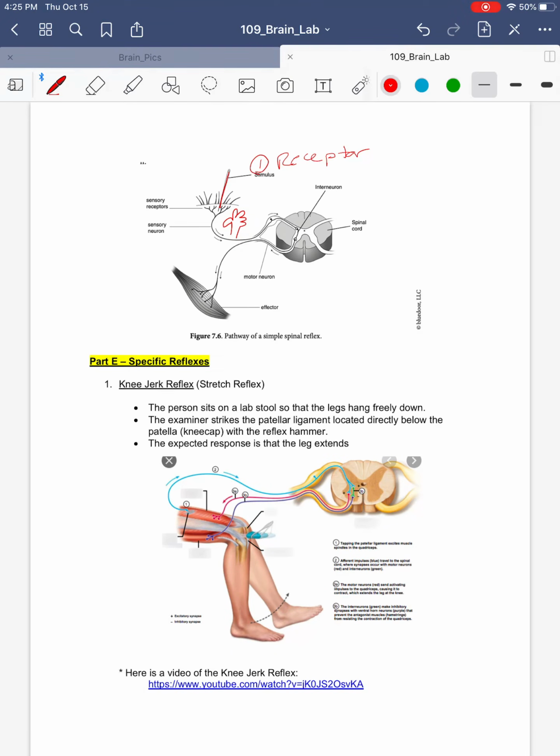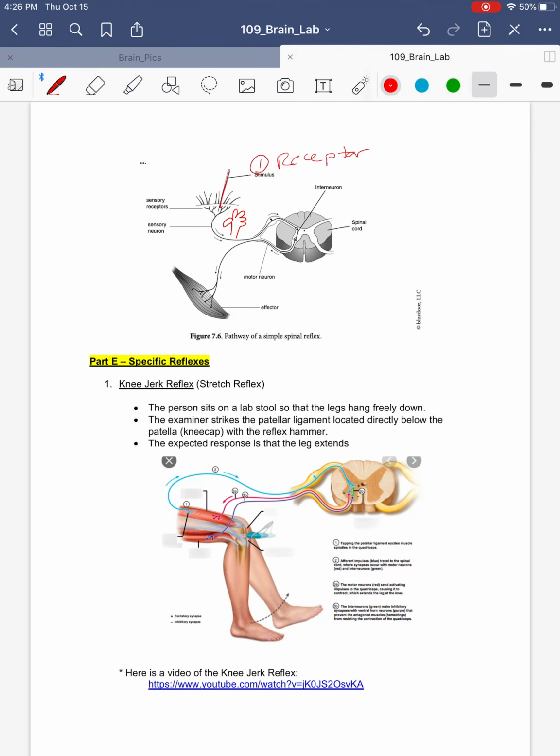So the receptor would be, in this case, whatever sensory receptors you have in your fingers. So the receptor is what senses the stimulus. What senses the stimulus? It senses the bright light. It senses the sharp object. A receptor is usually a nerve ending that senses the stimulus.